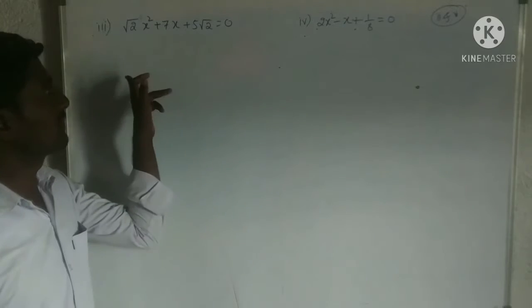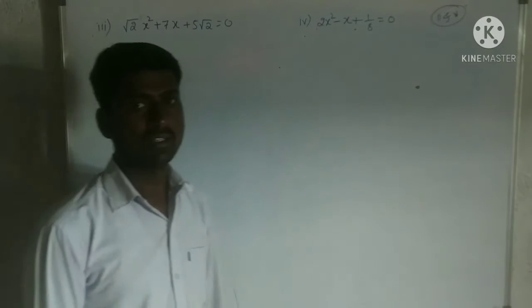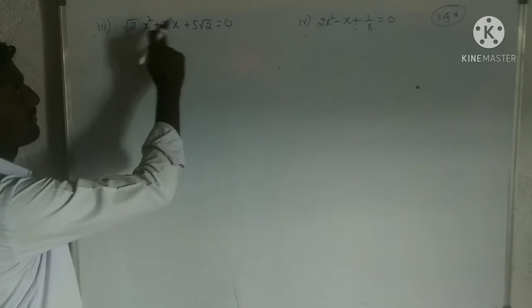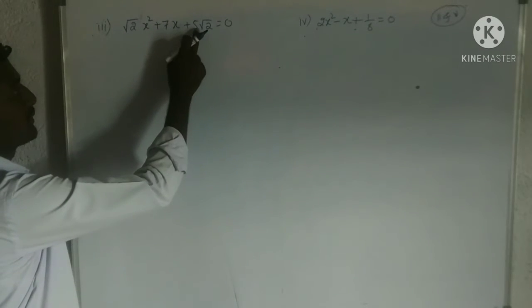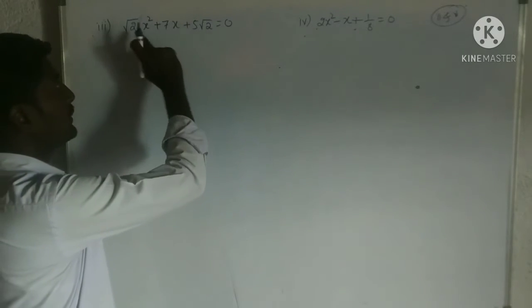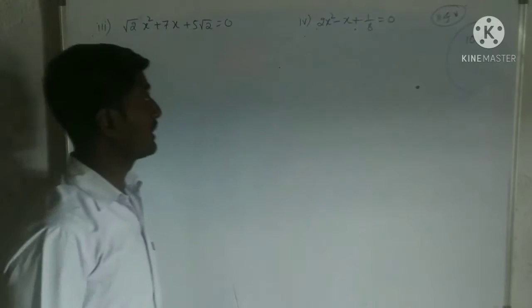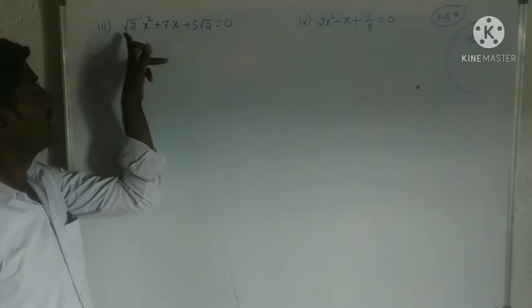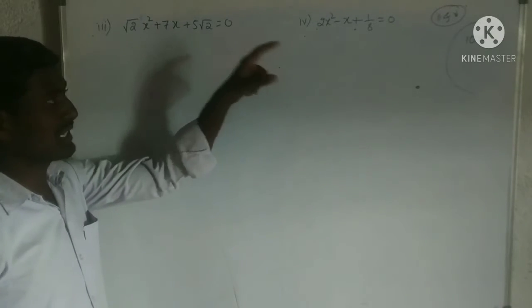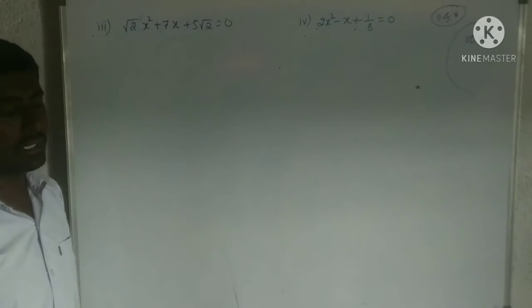Let us solve the third and fourth one. You try to solve the second and fifth. First, let us solve the third one. Multiply the first and last term. Here 5 is there, root 2 into root 2 is 2, 5 into 2 is 10, and then x square into 1 is x square only. 10x square I am getting, multiplying the first and third term.